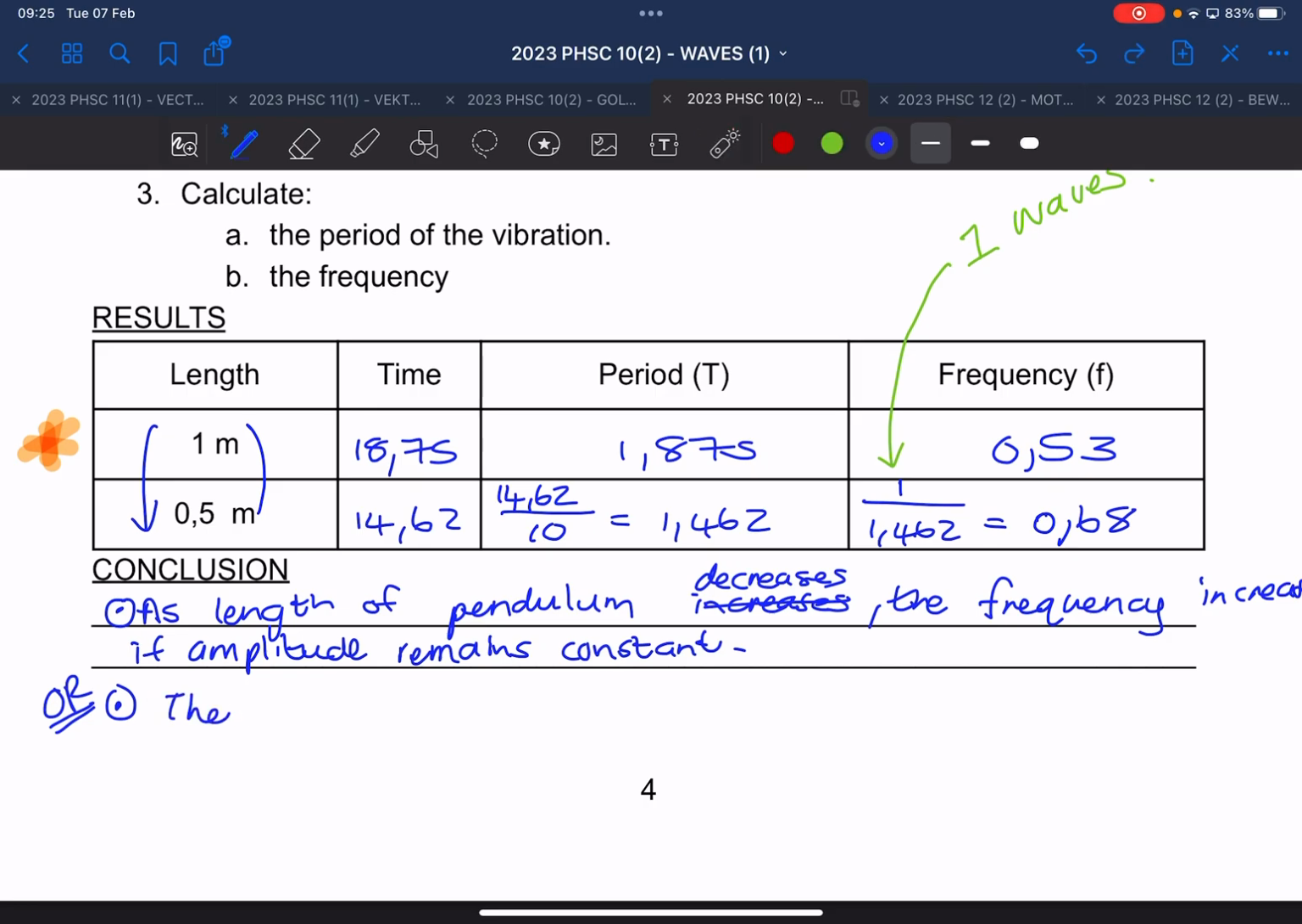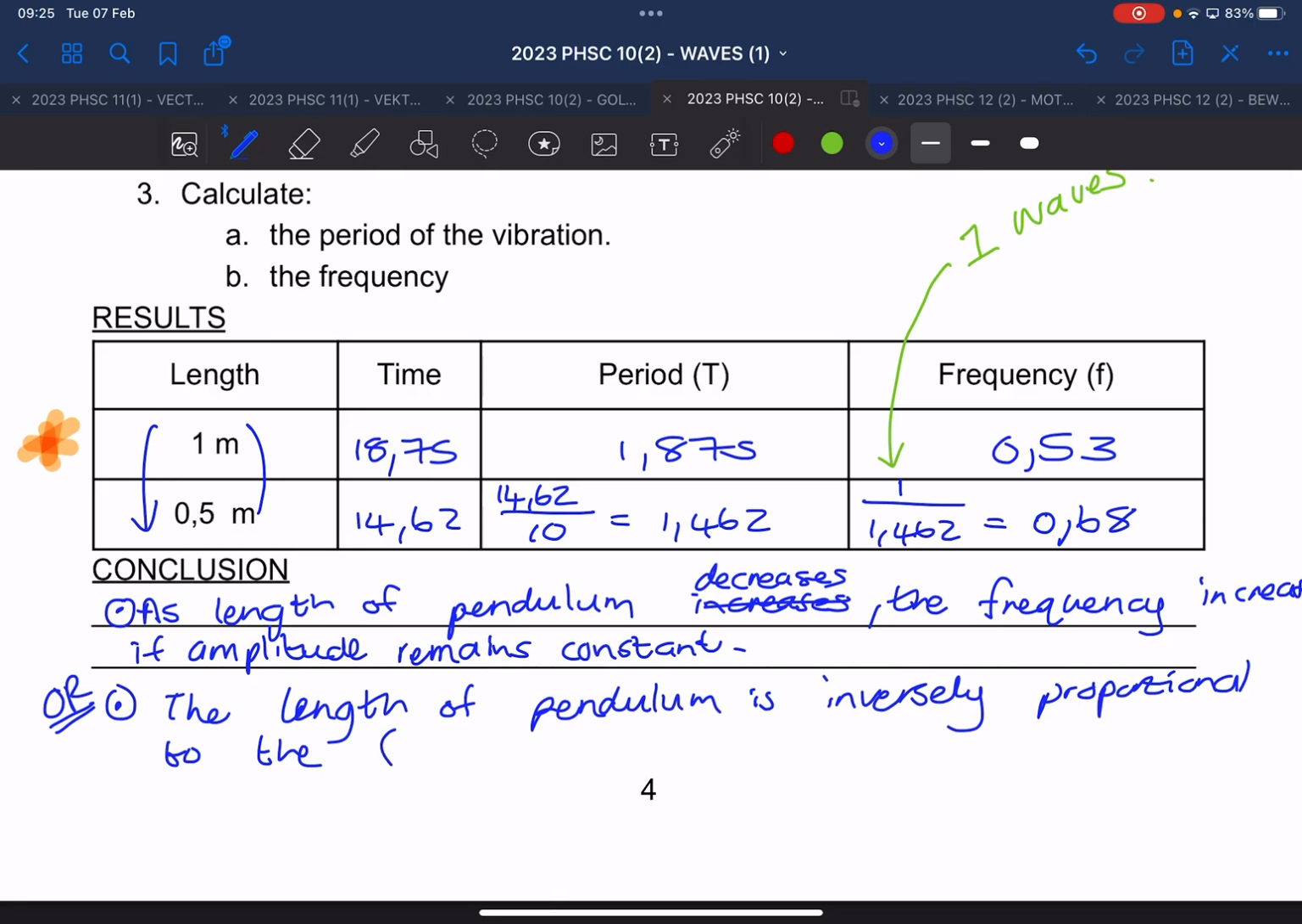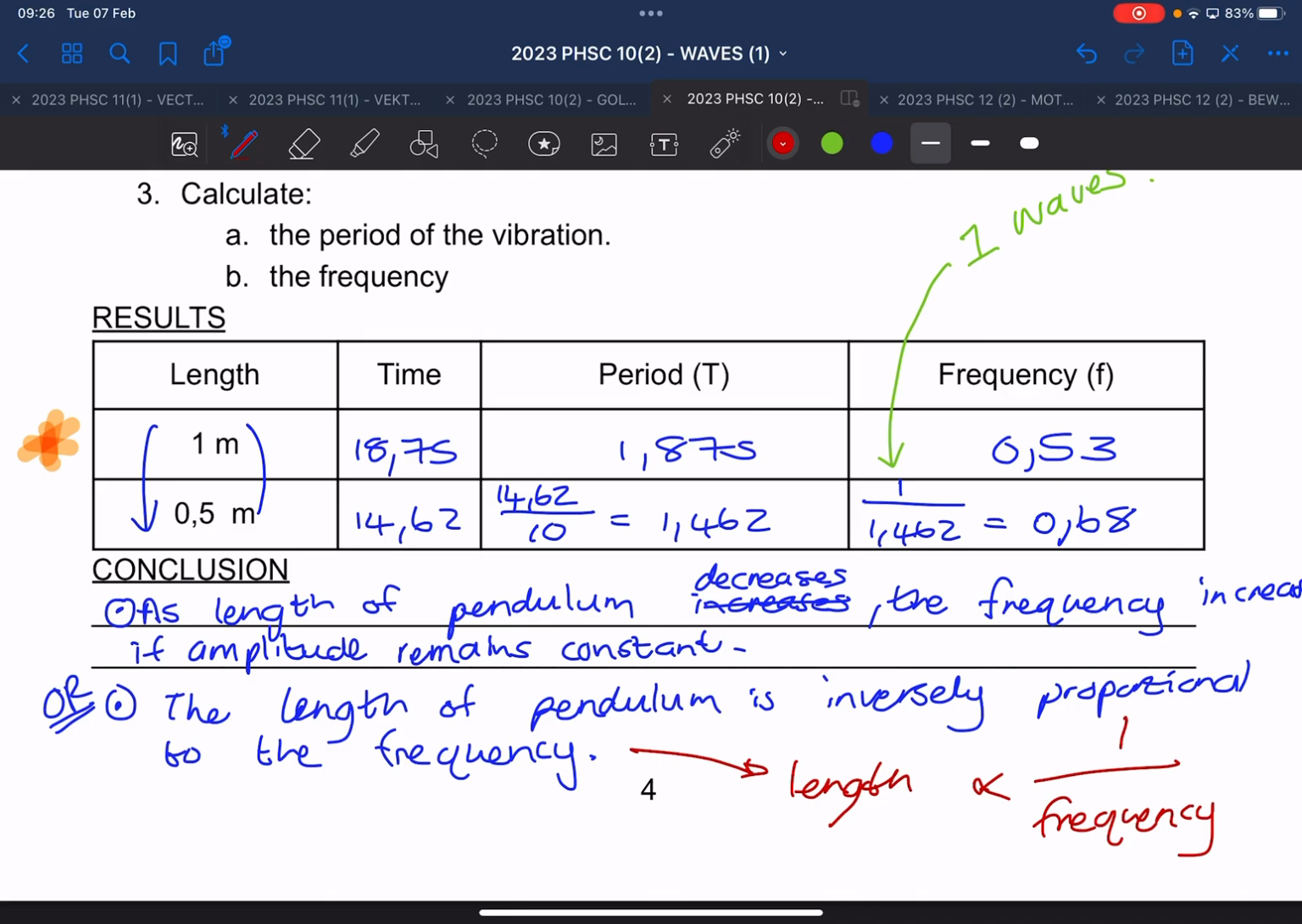Okay, well done. So you can say the length of pendulum is inversely proportional to the frequency. Yes, but then you're going to write it like this. Length, like that.